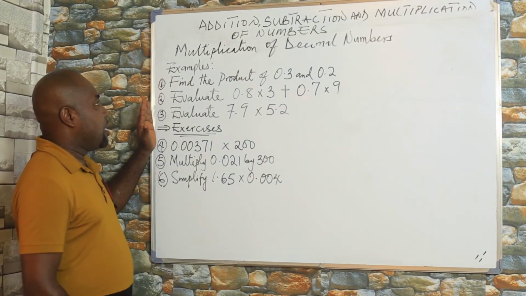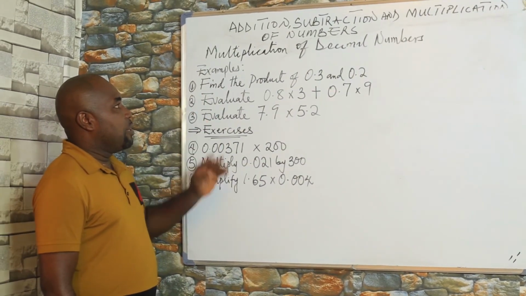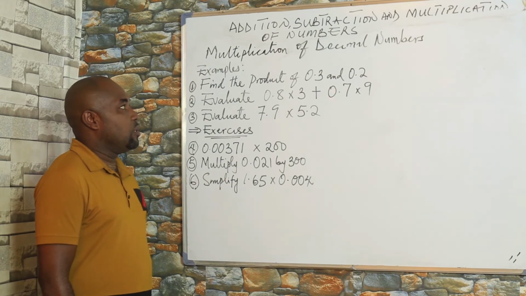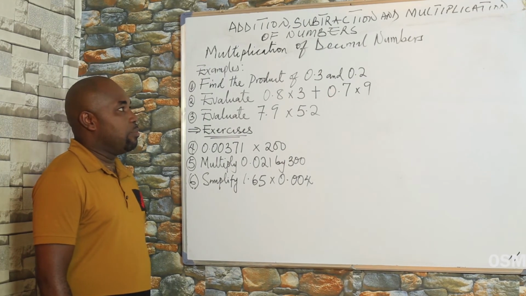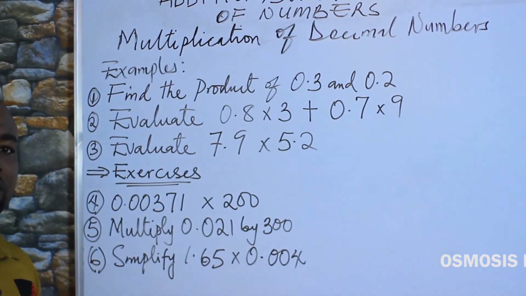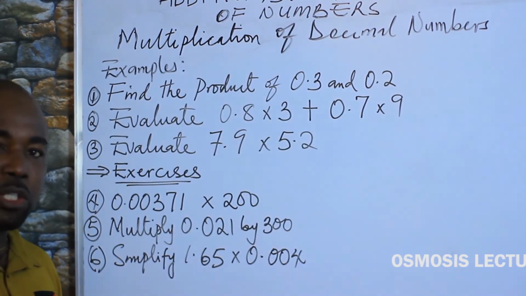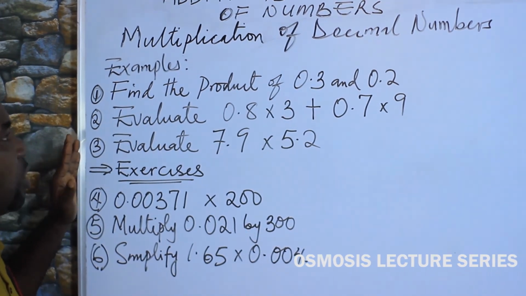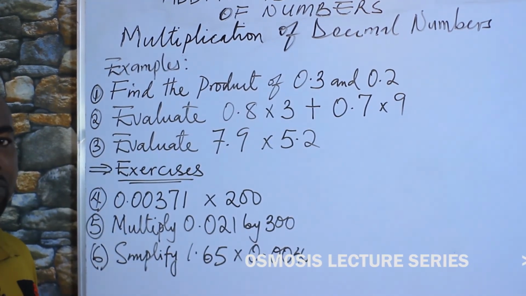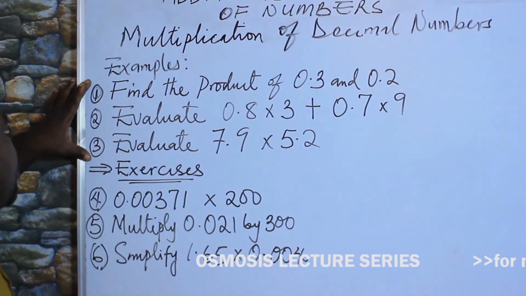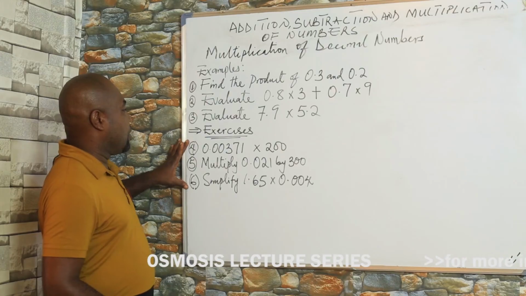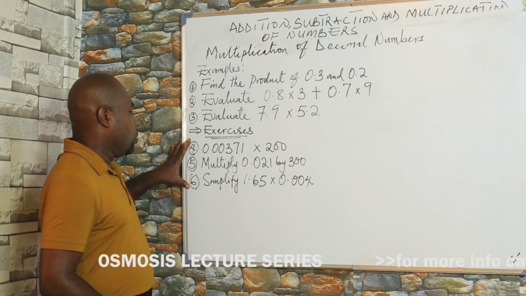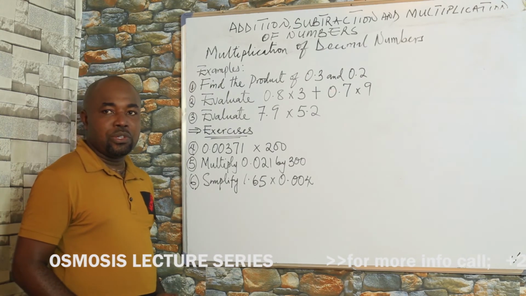If you look at the board here, you will see we will be treating multiplication of decimal numbers. We have treated other aspects of multiplication, and now we shall be treating multiplication of decimal numbers. Now let us take these three examples, and I will leave these three exercises for you here to handle yourself.